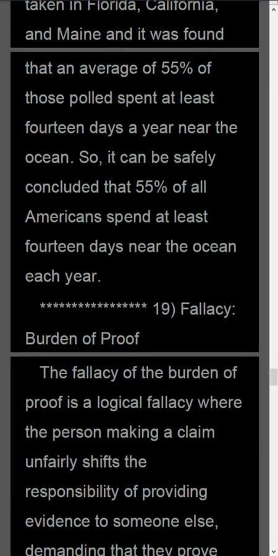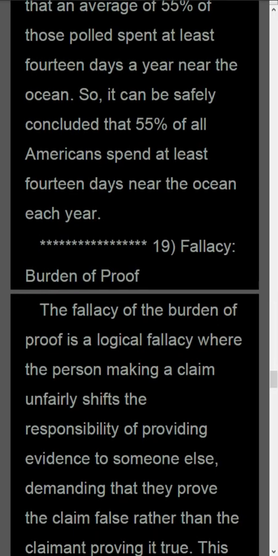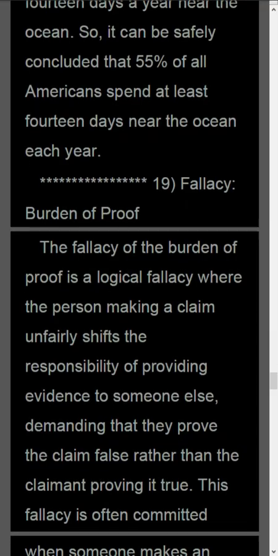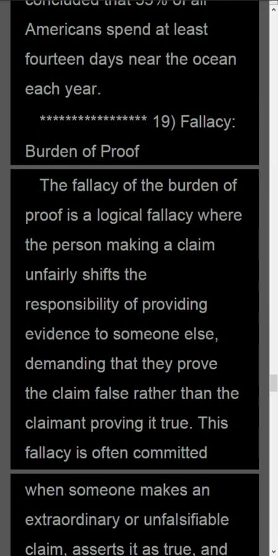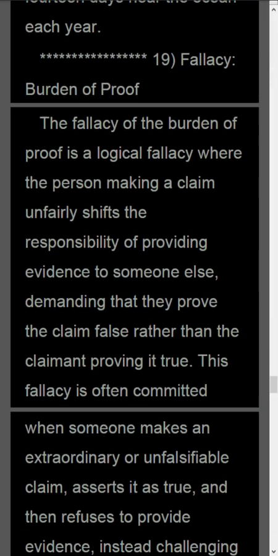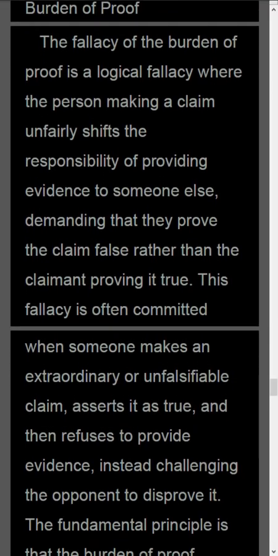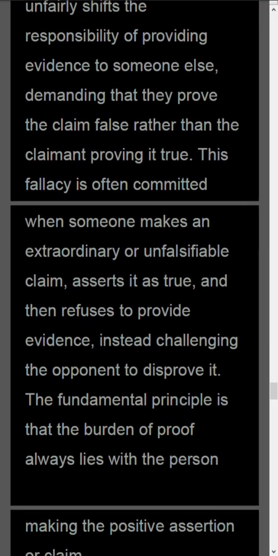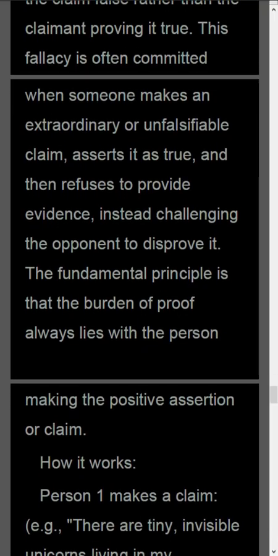19. Fallacy. Burden of proof. The fallacy of the burden of proof is a logical fallacy where the person making a claim unfairly shifts the responsibility of providing evidence to someone else, demanding that they prove the claim false rather than the claimant proving it true. This fallacy is often committed when someone makes an extraordinary or unfalsifiable claim, asserts it is true, and then refuses to provide evidence, instead challenging the opponent to disprove it. The fundamental principle is that the burden of proof always lies with the person making the positive assertion or claim.